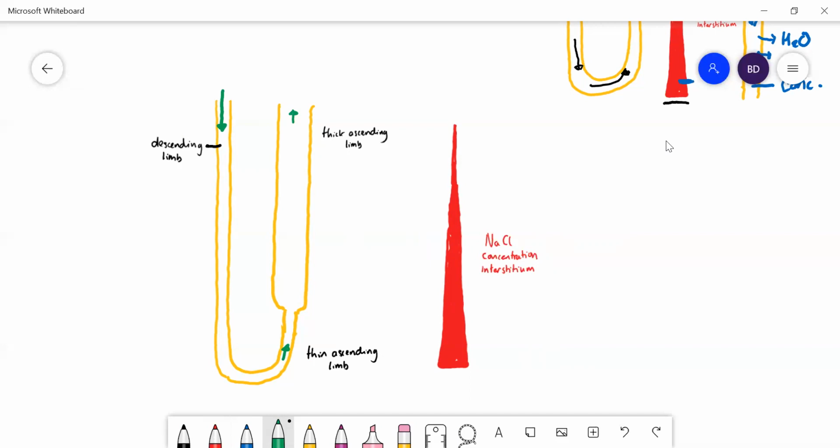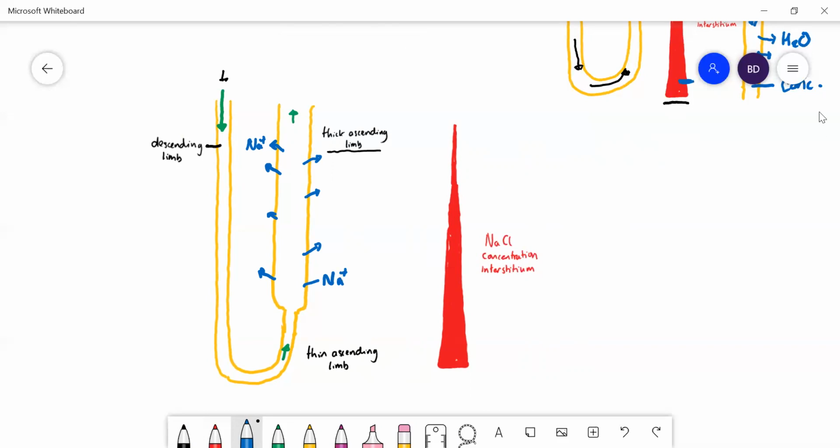Now, although the urine comes in here, the story really starts in the thick ascending limb. The thick ascending limb can pump sodium out of the filtrate, so that's what's going to happen. Sodium is going to be pumped out by active transport out of the filtrate all the way along the thick ascending limb into the interstitium. So this is the interstitium.